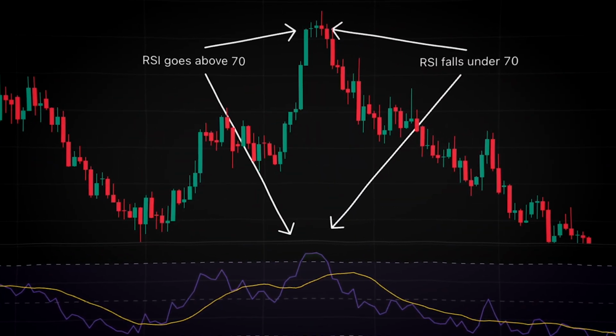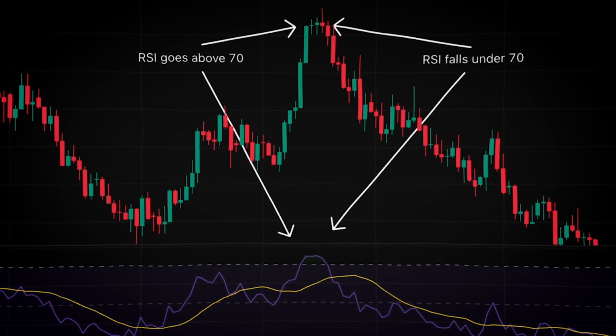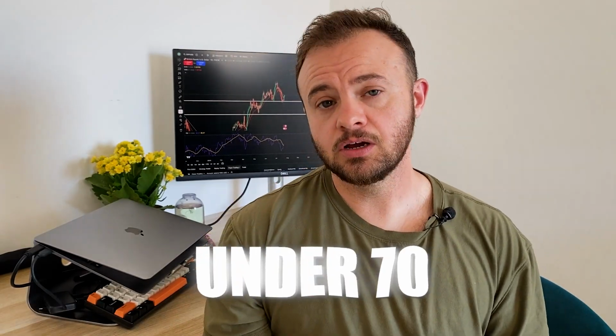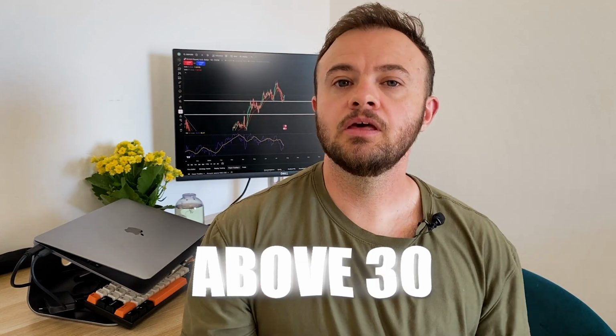Our second simple strategy is RSI overbought and oversold reversals. This one is really simple. You're going to wait for RSI to go above 70 or below 30. What that tells you is that the price is overbought or oversold. And then you're going to wait. You're going to wait until RSI comes back down under 70 or back above 30. And that's when you're going to put in your buy order or your sell order.